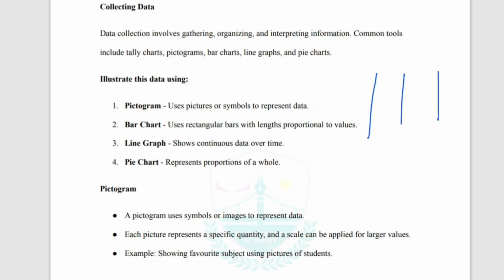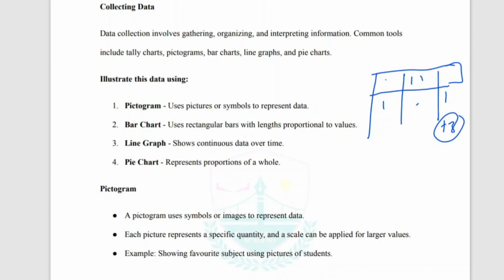Then we interpret after we have analyzed this information. Here we have the subjects, then here we have the number of tallies, then you have the frequencies, the number of students liking a certain subject. So here we can interpret that so and so is the most liked subject, the one liked by most students. That is interpretation. So data collection involves gathering, organizing, and then interpreting information.